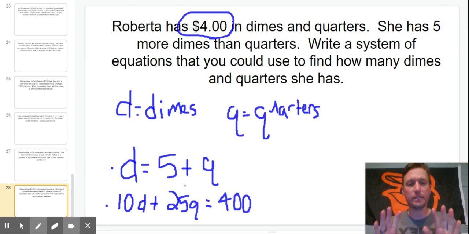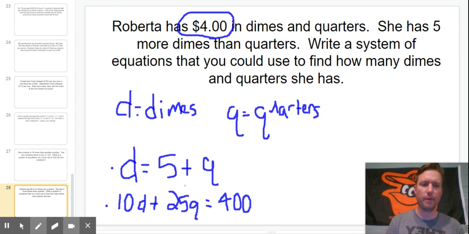So really what I want you to do is stop and think, what is the problem really asking me? And then what variables should I use? What should they represent? And then take it line by line. And I think that would help immensely.